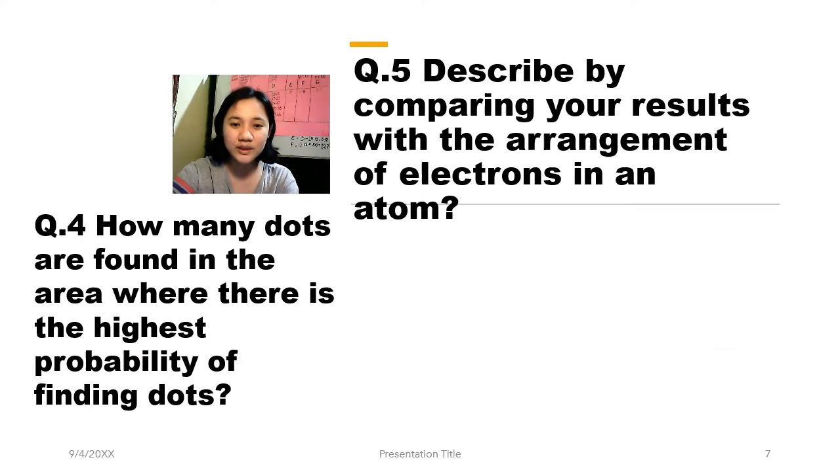Okay, question 4. How many dots are found in the area where there is the highest probability of finding dots? Okay, so dun sa nagawa ninyo, dun sa pinakamataas na peak, how many electrons are in there? Okay, so yun lang yung tinatanong sa question 4. While in question 5, describe by comparing your result with the arrangement of electrons in an atom. So, just describe, no? How will you compare the arrangement of the electron on the dots that you have created? Do they have the same arrangement, or meron ba silang pagkakapareho or pagkakaiba? Okay, so yun yung gagawin nyo, or i-describe nyo sa question number 5.